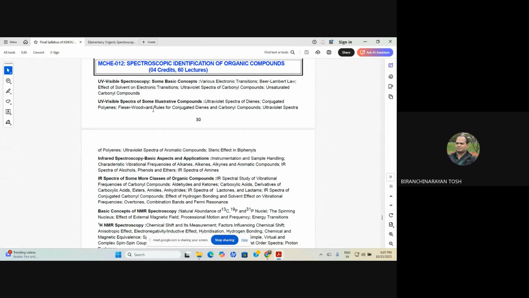Some basic concepts, that is various electronic transitions, Beer-Lambert's law, effect of solvent on electronic transition, ultraviolet spectra of carbonyl compounds and unsaturated carbonyl compounds. That means conjugation. Conjugated system and non-conjugated system or containing pi bond, all these things. Then some illustrative examples, spectra of dienes, conjugated polyenes, then Fisher-Woodward rule, all these things.